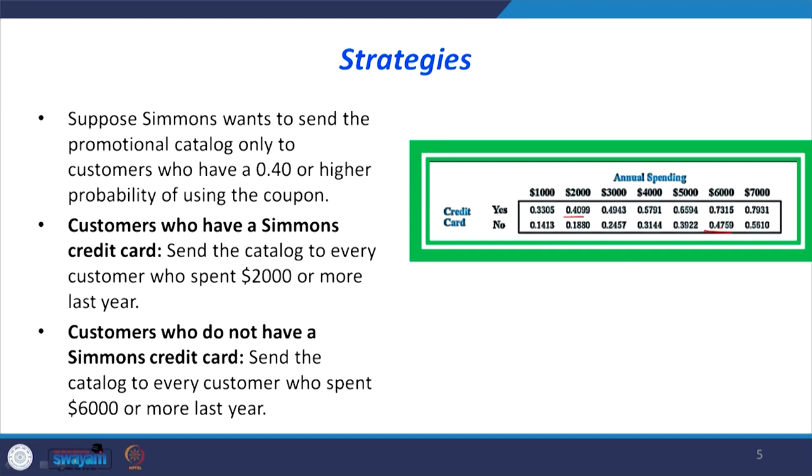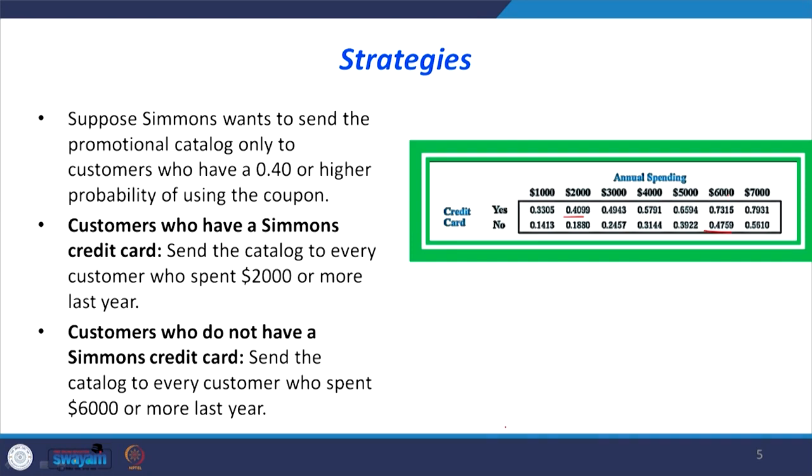Those who are having a credit card, those who are not having a credit card, the 0.4 is here. So, what interpretation from this table is, whoever is having the credit card and whose spending is $2000 and above, for them you can send the coupon, they will use the coupon. Those who are not having the credit card, but their spending is above $6000, for them you can send the coupon so that they will use that one. So, this is the managerial interpretation.